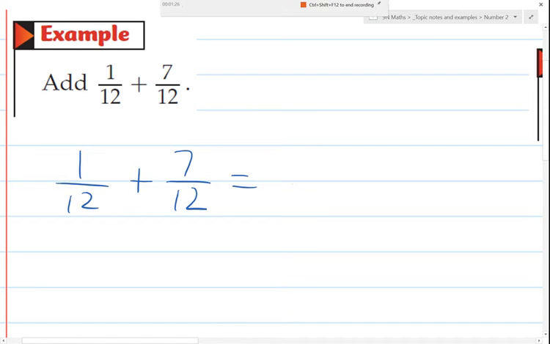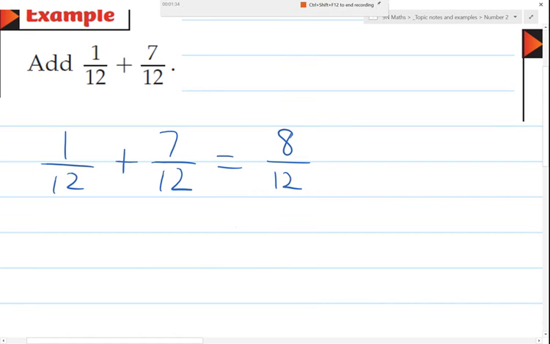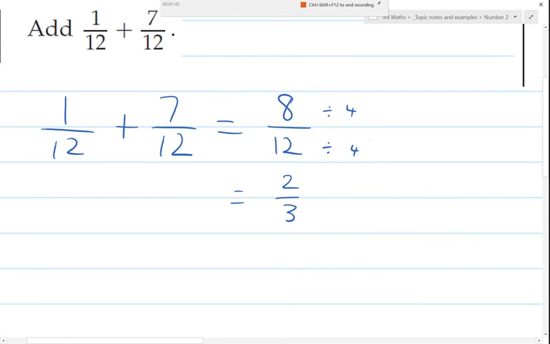Now when we add fractions, we leave the denominator the same and we add the tops together. So that's just 1 plus 7, which gives us 8. And 8 over 12, we can simplify that to 2 over 3. We do that by dividing top and bottom by 4. So 8 divided by 4 gives us 2, and 12 divided by 4 gives us 3.